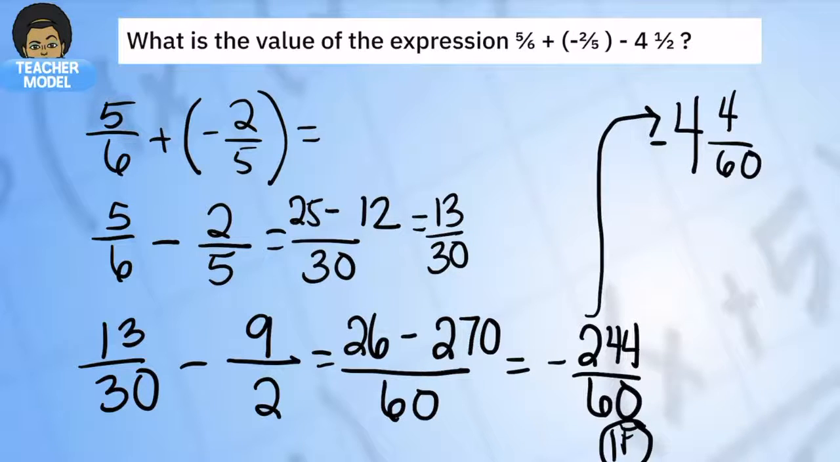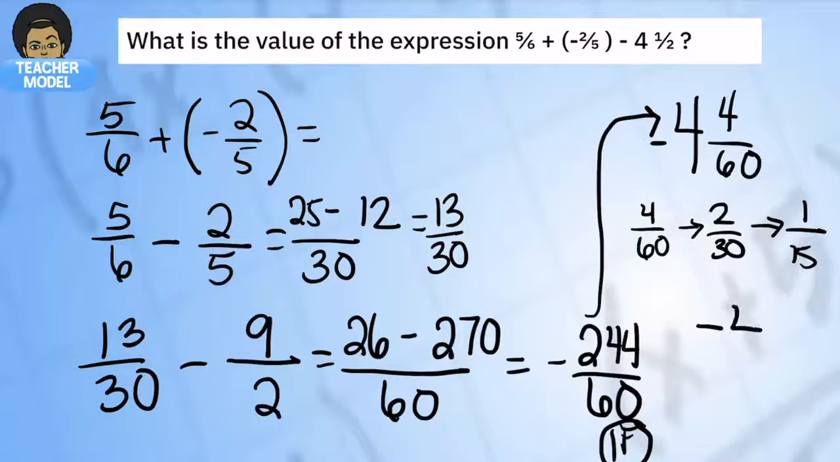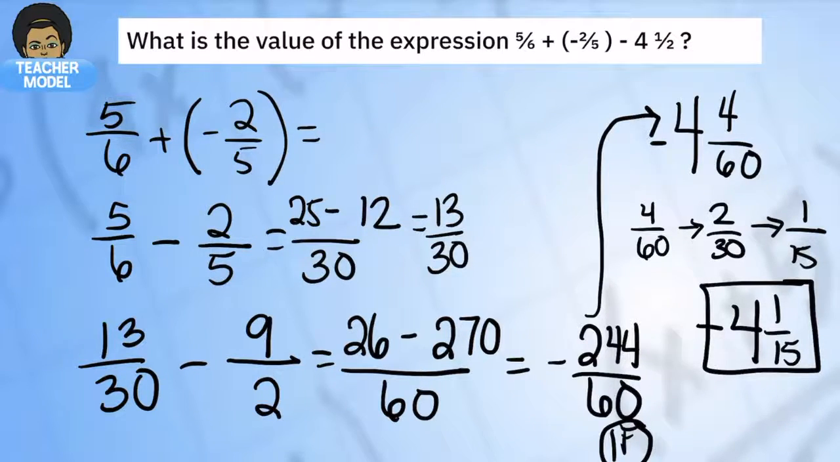Makes sense. Now I do have to make sure that this is in simplest form. So 4 over 60, let's give ourselves a little bit more room. I know I can divide by 2 over 2. So I get 2 over 30. And they're both even again, so I'm going to divide by 2 over 2 again. And I get 1/15. So that is in simplest form. So our final answer is negative 4 and 1/15.